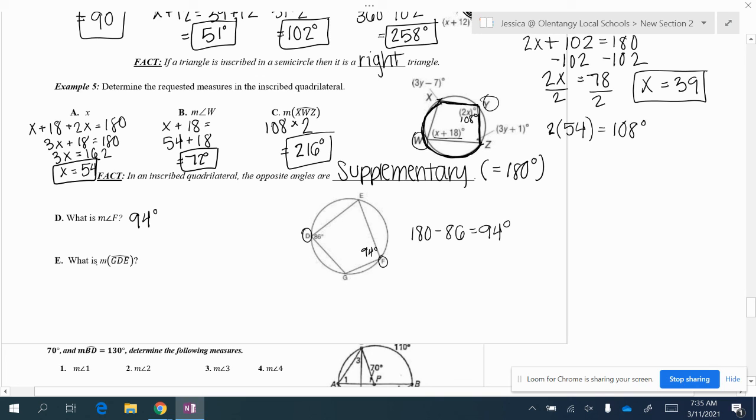And then what is the measure of arc GDE? So GDE. Right here, my inscribed angle is angle F. The arc is always bigger than the angle, so I'm going to take 94, multiply it by 2, and 94 times 2 is 188 degrees.